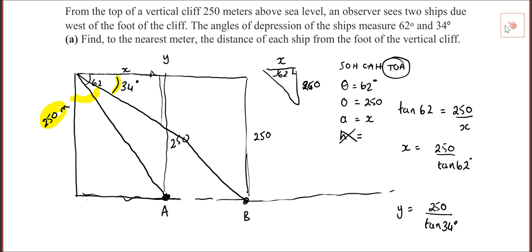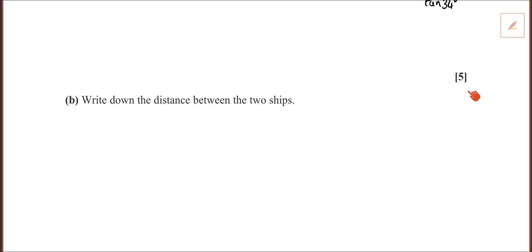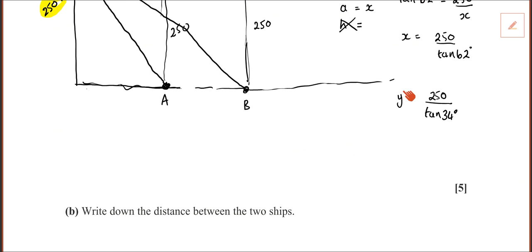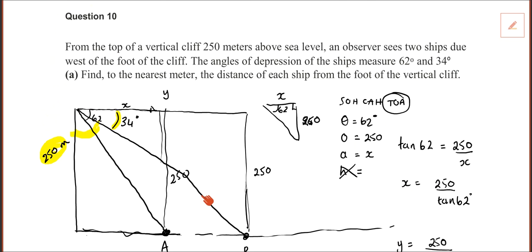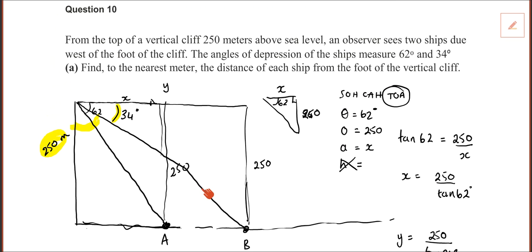All right. So we've got that, and then write down the distance between the two ships is just subtracting those two answers, yeah? That's it. But that's it. This question specifically, yeah, you're getting the angles in the wrong place.